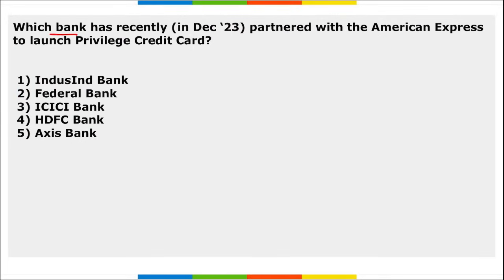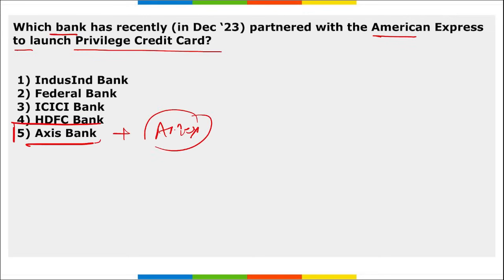Next, which bank has recently partnered with American Express to launch a Privilege Credit Card? So, Axis Bank has partnered with Amex, that is American Express, to launch a Privilege Credit Card. Correct? Take a note of this. Here, remember the applicant should be a resident of India and should be aged between 18 to 70 years for this credit card, and they should have an annual income of minimum 6 lakh rupees.